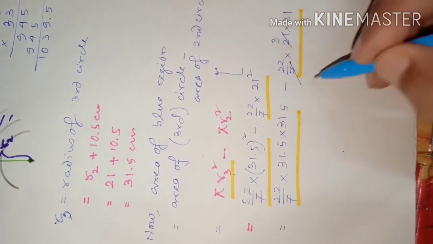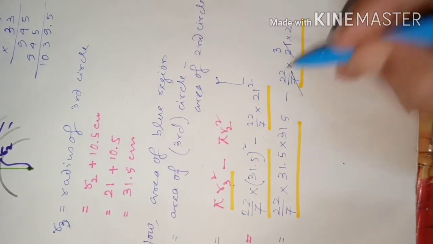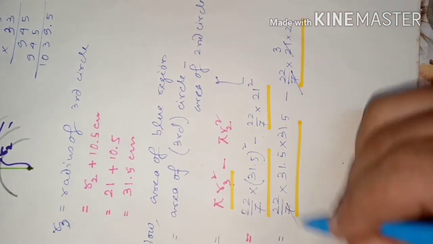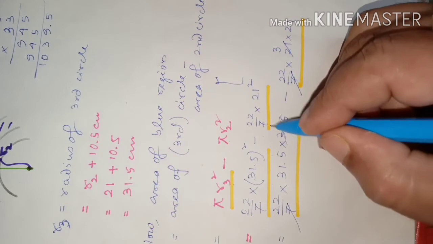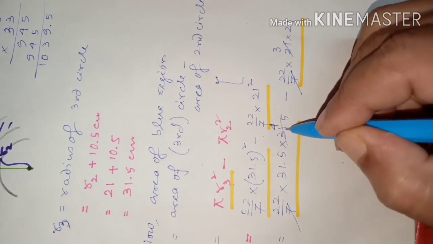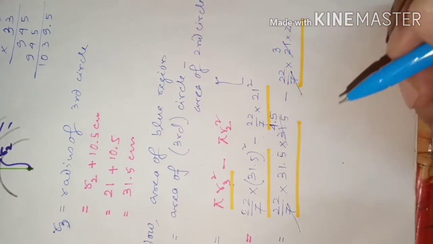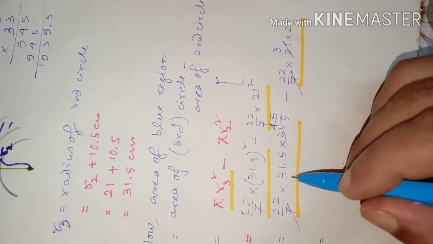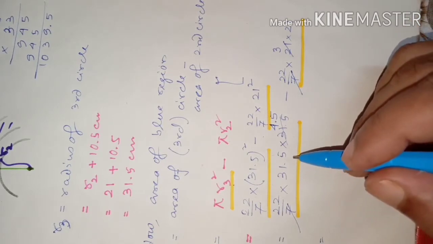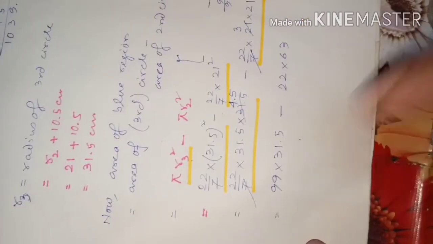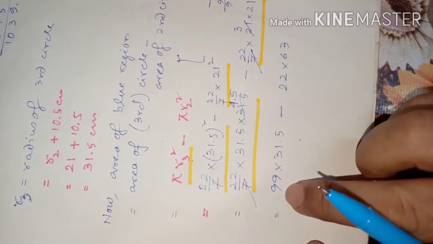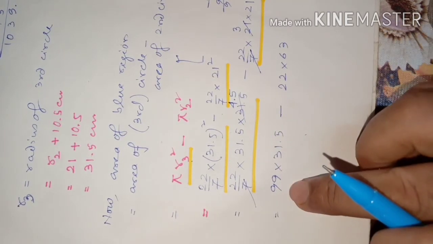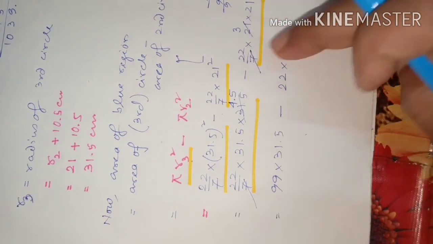It is 3. Cancel it. So 3 into 22 is 66, and 3 into 21 is 63. If you cancel this one also by 7, 7 4s are 28, then 35, 7 5s are 35, point here. So now it will be 22 into 4.5, and later on you can multiply 31.5 with that. So this product, 22 into 4.5, is 99. Then 31.5 we multiply with this 99, and 3 into 21 is 63. Now we'll multiply these two numbers.